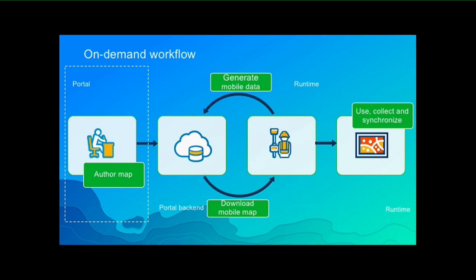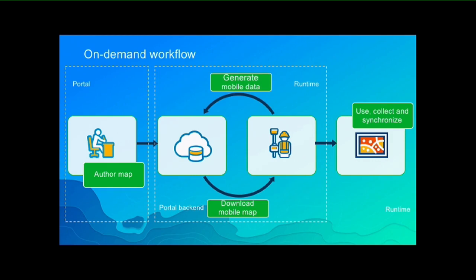We still have an author authoring that map and setting it up, but the main difference here is that the generation of that data is driven by the runtime client. So the runtime client needs to make that request back to the back-end portal or online to actually kick off the generation of that data. Then it needs to wait until that data is generated, and then it gets downloaded.